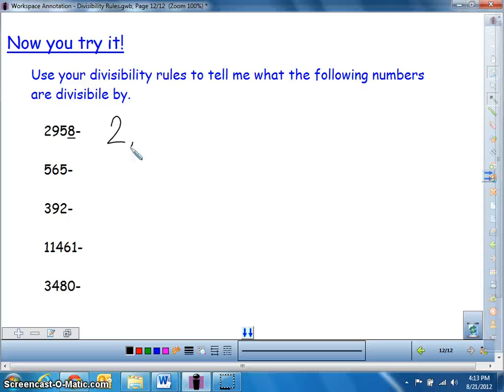So when I take 2 plus 9 plus 5 plus 8, what do I get? 2 plus 9 is 11, plus 5 is 16, plus 8 is 24. Is 24 divisible by 3? Yes, it is. 3 times 8 is 24. So 3 is also one of my numbers.